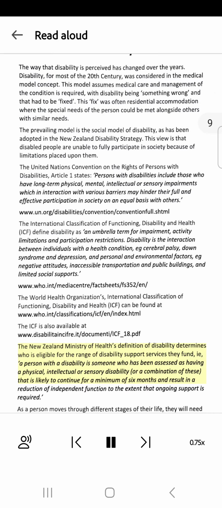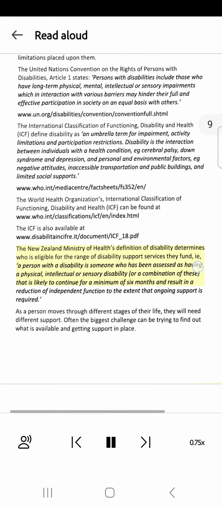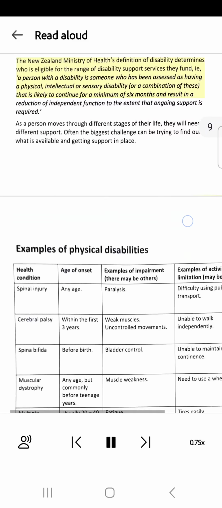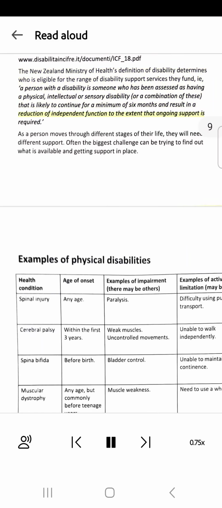The New Zealand Ministry of Health's definition of disability determines who is eligible for the range of disability support services they fund, i.e., a person with a disability is someone who has been assessed as having a physical, intellectual or sensory disability, or a combination of these, that is likely to continue for a minimum of 6 months and result in a reduction of independent function to the extent that ongoing support is required.